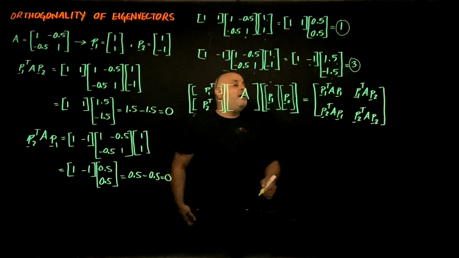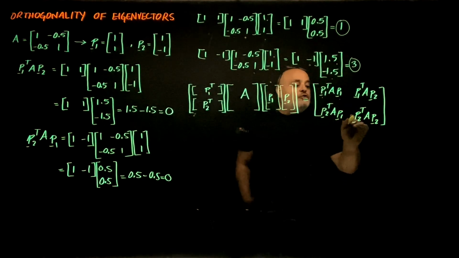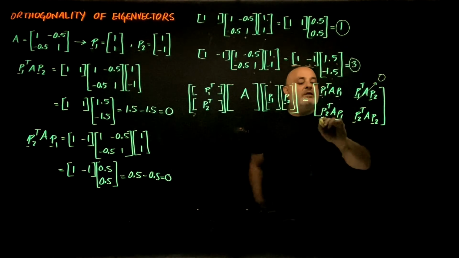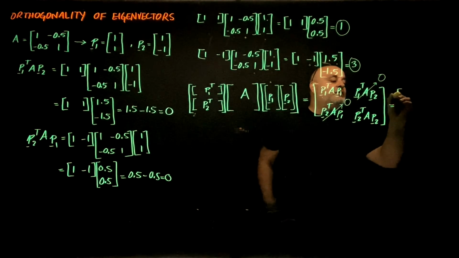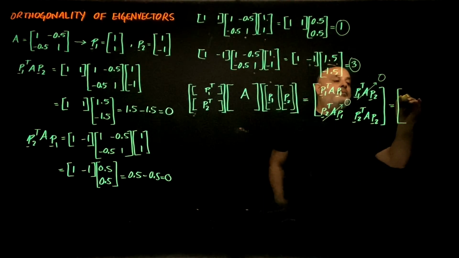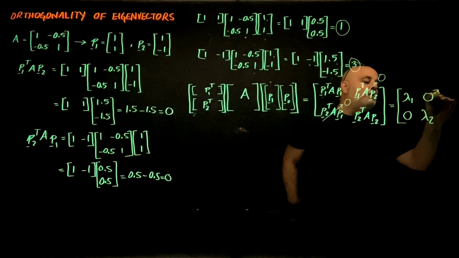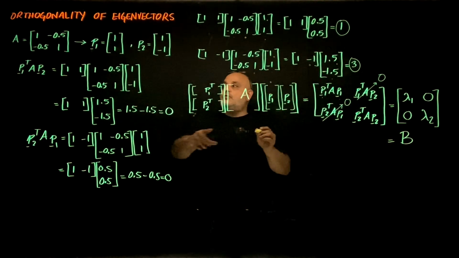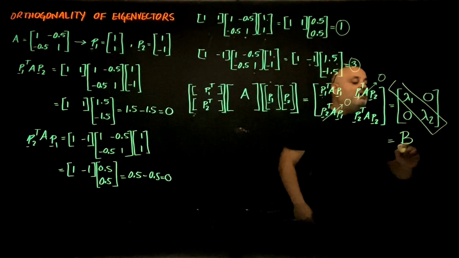And let's inspect these values. P1, that's a non-zero number, right? P2 is non-zero. P1, P2, P2 and P1, these are orthogonal, so this is zero and this is zero. So I ended up with a matrix, let's call this lambda 1, 0, 0, lambda 2, and call this matrix B. I started with a full matrix A, and I ended up with a matrix B that is diagonal matrix.